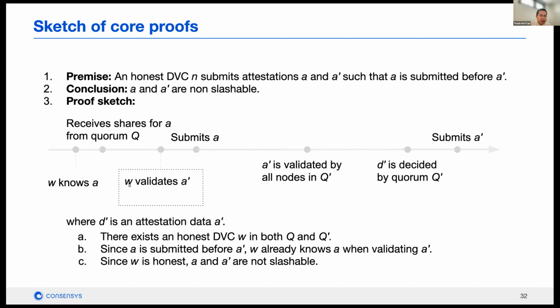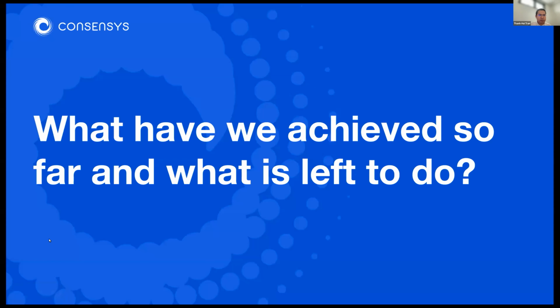And because W is in Q prime, we know that W validates A prime. And moreover, because A is submitted before A prime, we know that an unleashed node W must know the value of A when it validates A prime. So then, because W is an unleashed node, we know that A and A prime are not slashable. Yes, this is the gist of our core proofs.